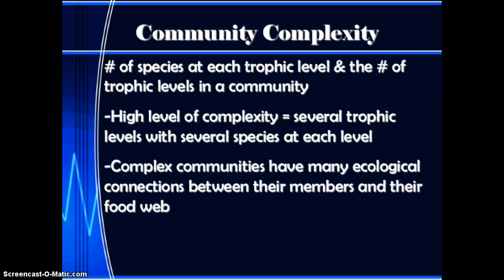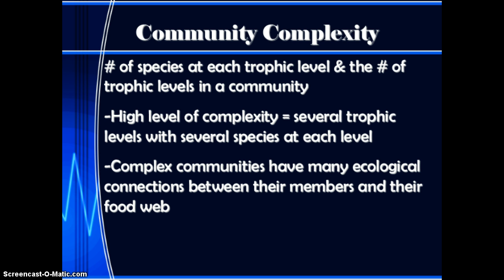So they can exist at different levels of complexity. And basically, community complexity is the number of species you have at each trophic level and the number of trophic levels you have in a community. So the healthiest communities tend to have really high levels of complexity. These would be really biodiverse communities where you have lots of trophic levels and lots of different species at each of those levels. Those complex communities have really intertwined relationships between the niches of those organisms.